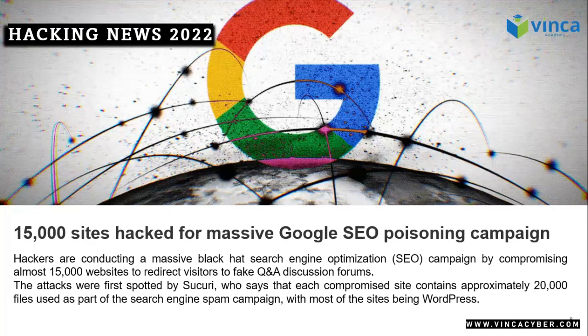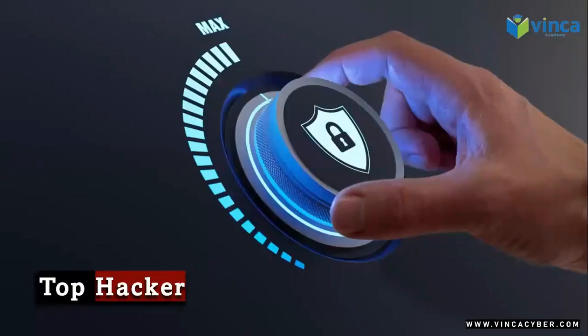If anyone wants to visit the website, they cannot stay on the hacked website. They are directly redirected to the Q&A discussion forum. So they wanted to drive traffic to their Q&A discussion forum using 15,000 websites, and they succeeded with the campaign. The attacks were first spotted by Sucuri, who said that each compromised site contained approximately 20,000 files used as part of the search engine spam campaign, with most of the sites being WordPress.